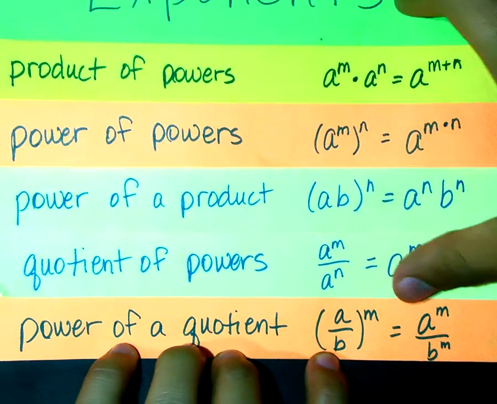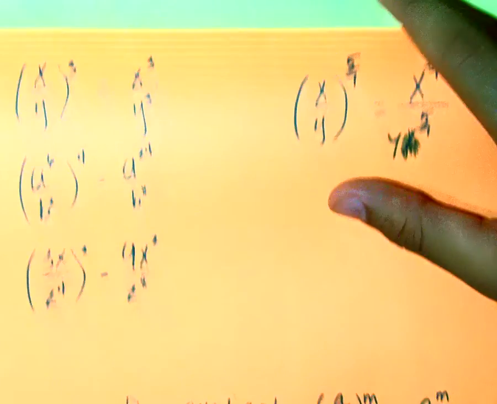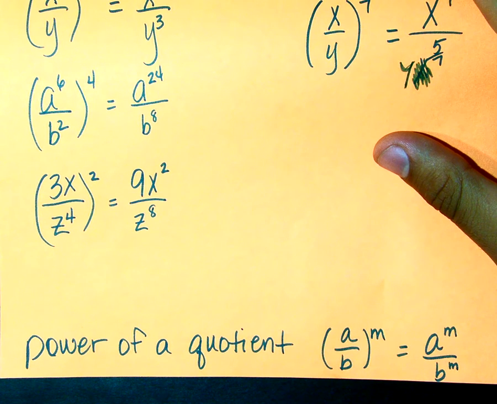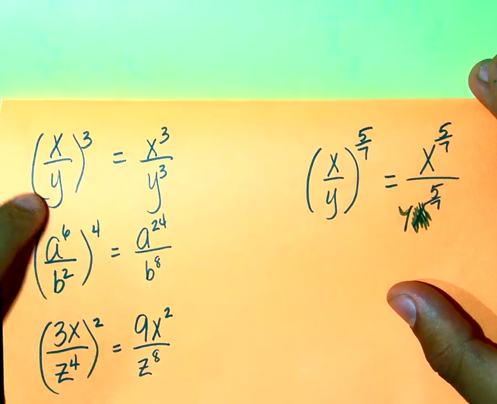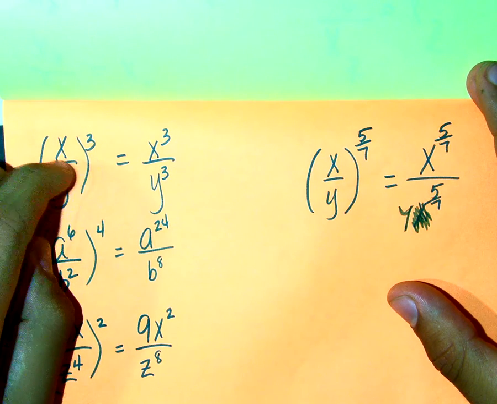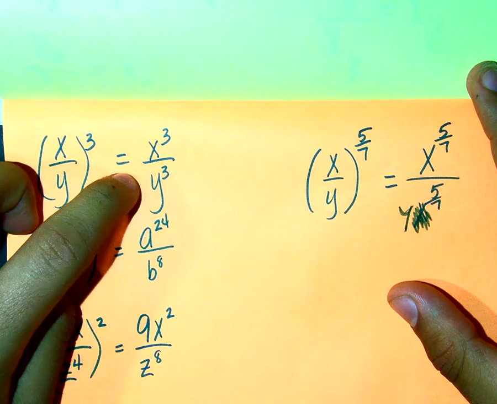Okay? So here go the examples. Did you get this right here? Alright, I'll give you a little more time. Okay. So here we have x divided by y to the third power. You can just distribute that 3 to the top and bottom, the numerator and the denominator. So that's x cubed over y cubed.